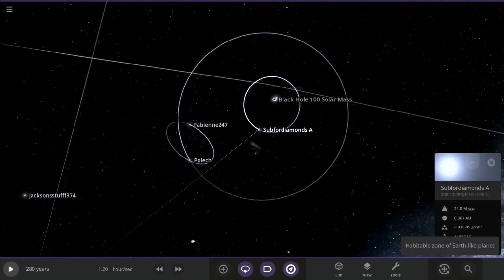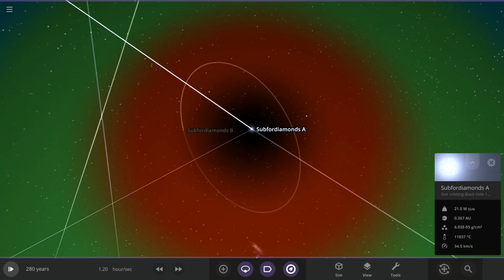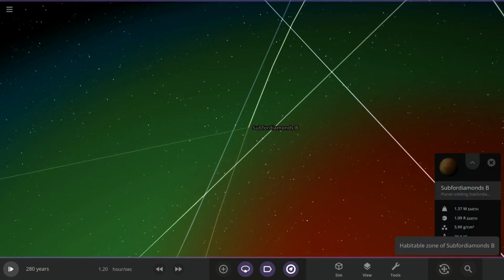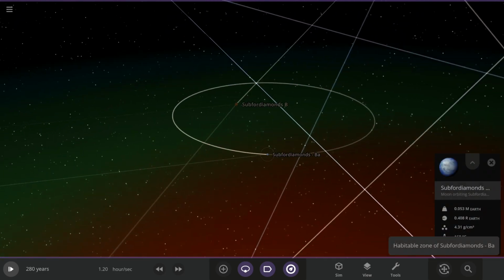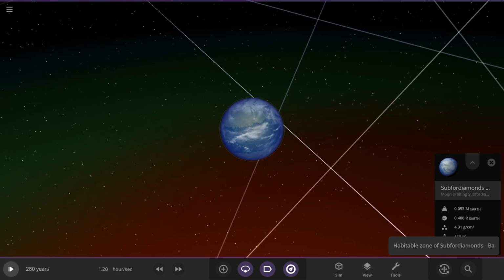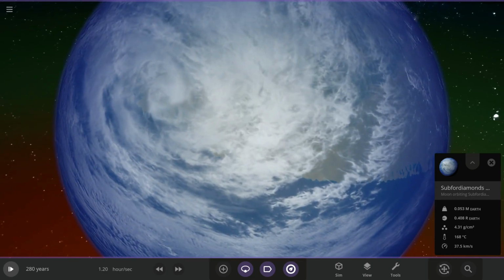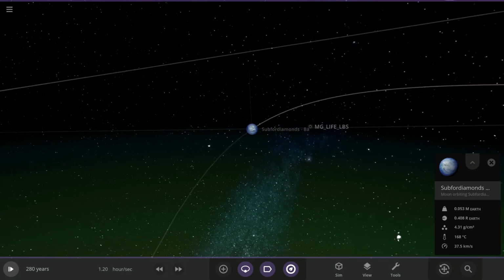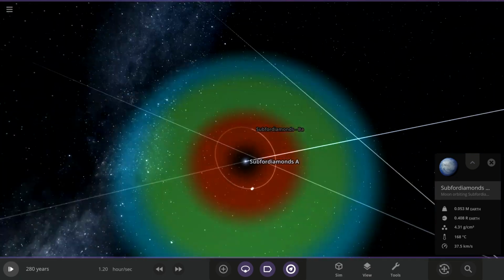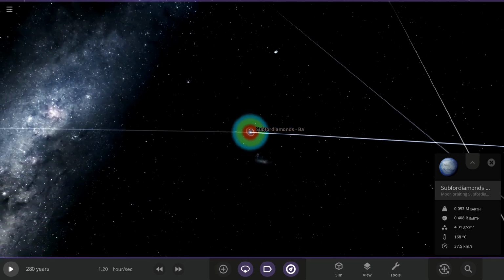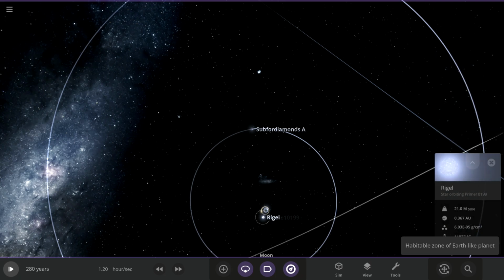Okay, but next, I'm pretty sure this was the first one. Sub for diamonds, so let's take a look at this. So Super Earth, it was a Super Earth with a habitable small moon with a huge storm going on. Wow. Sadly, it was too close for life, 168 degrees, but okay.